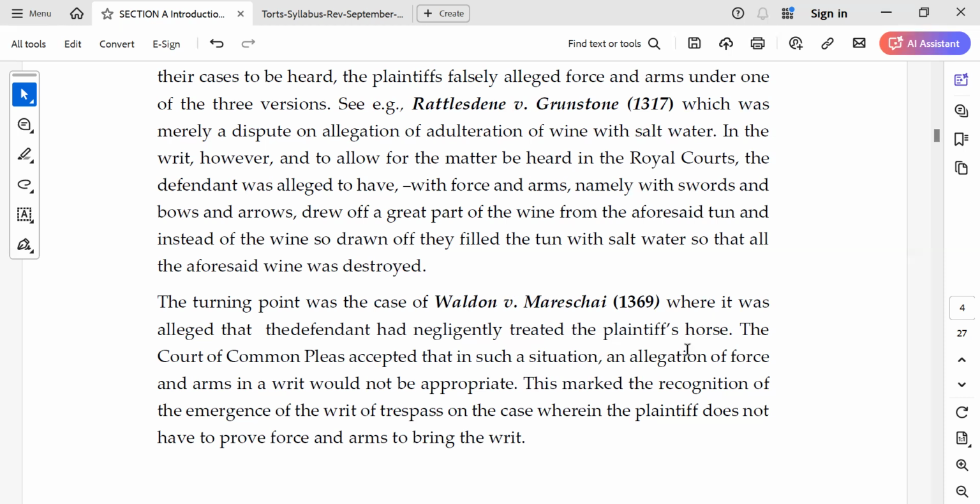So we don't have to prove. The court said that, okay, now you don't have to prove the force and all. You just have to say that it falls under the new category, trespass on the case. That writ emerged in this particular case. So this becomes a landmark case for you. The emergence of the writ of trespass on the case came with the Walden case.